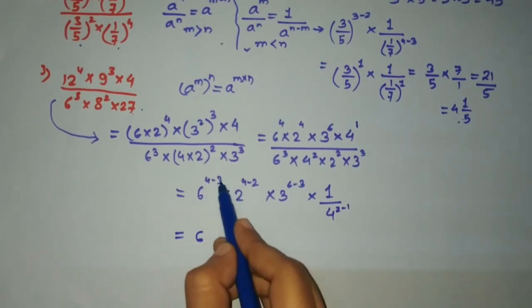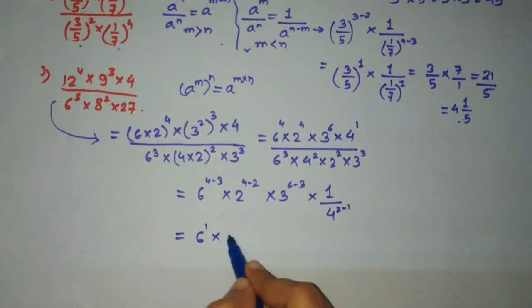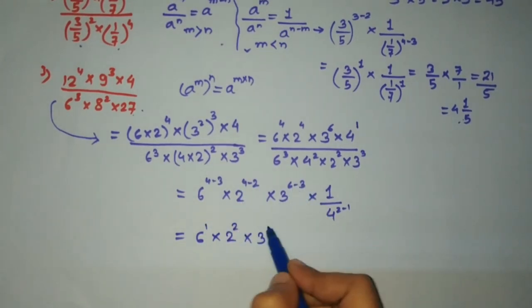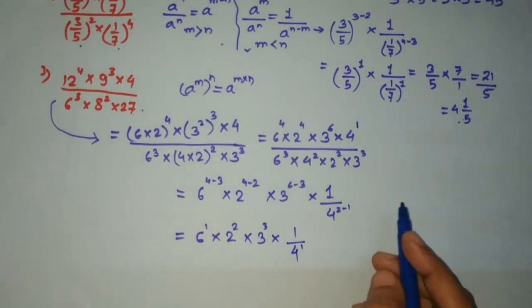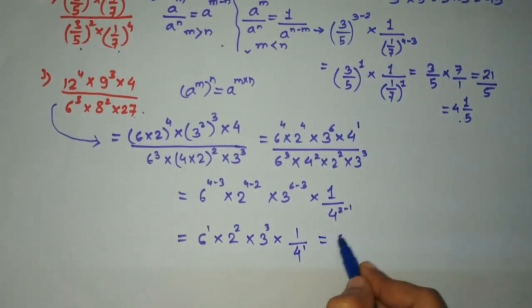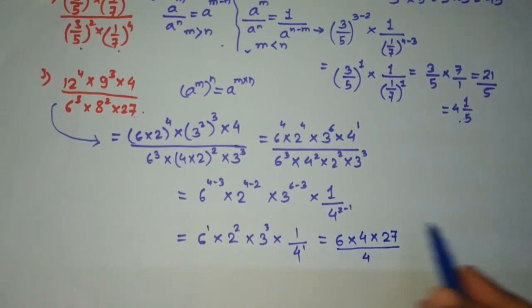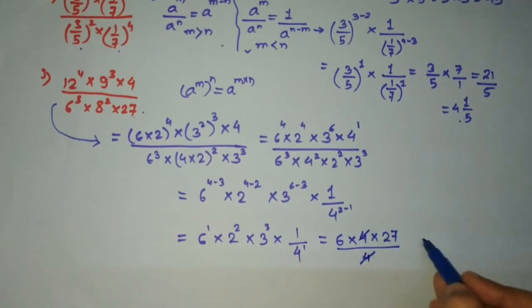So friends, now just check out here. 6 to the power 4 minus 3, here it is 1. If you want to write, otherwise leave it. Here 2 to the power 4 minus 2, 2. Here 3 to the power 6 minus 3 is what? 3. And here 1 upon just 4 to the power 1. So friends, you can now write down 6 multiplied by this is 4 multiplied by this is 27 divided by 4. Here 2 to the power 2, that is 4, and 3's cube is 27, divided by 4. This 4 will cancel with this 4.